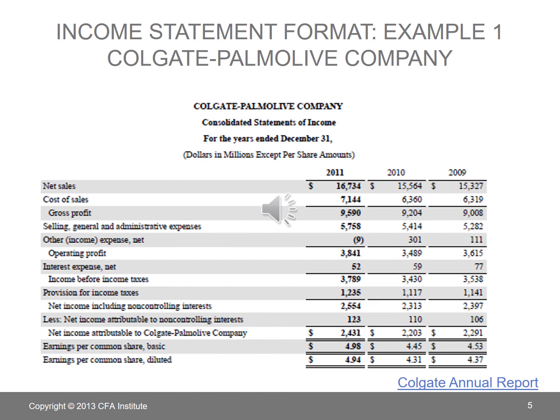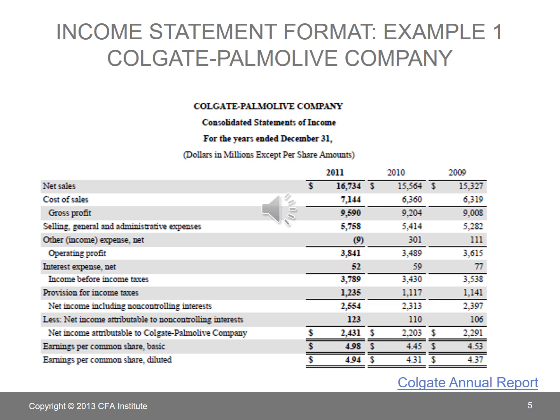Now here is a first example we're going to look at. This example is for Colgate-Palmolive company. I'm pretty sure you all know this company, maybe even use some of their products like Colgate's toothpaste and things like that. So here is an income statement as presented by Colgate-Palmolive company. This one is for the year 2011.